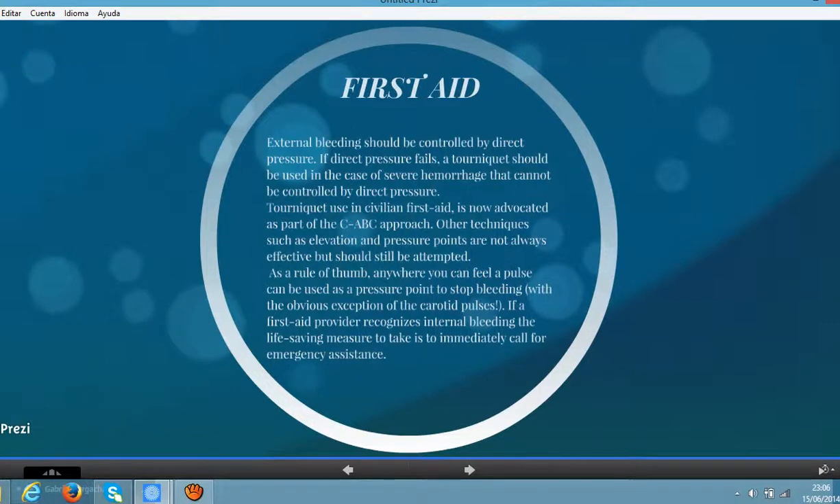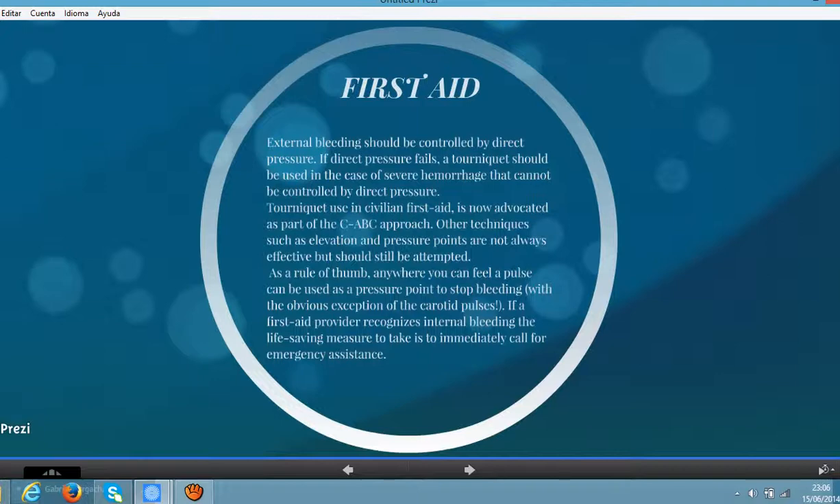that cannot be controlled by direct pressure. Tourniquet use in civilian first aid is now advocated as part of the CABC approach. Other techniques such as elevation and pressure points are not always effective but should still be attempted.